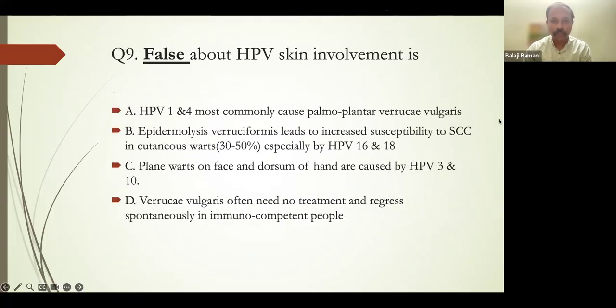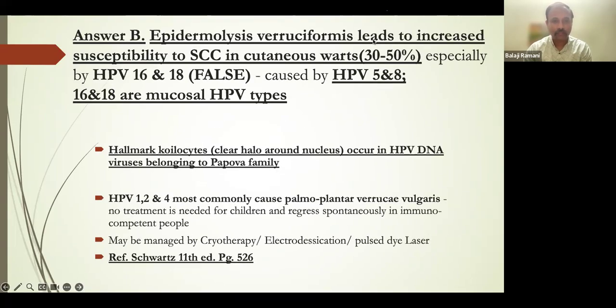So with regard to HPV, human papilloma virus in skin involvement, going on again to the answer. If you look at it, the HPV types which are commonly found are HPV 1, 2, and type 4. So they call it the common verruca vulgaris.